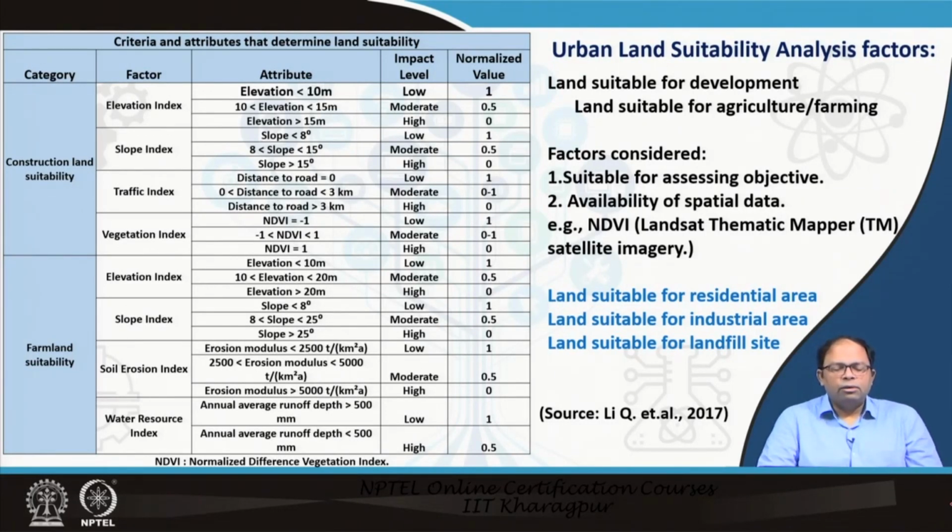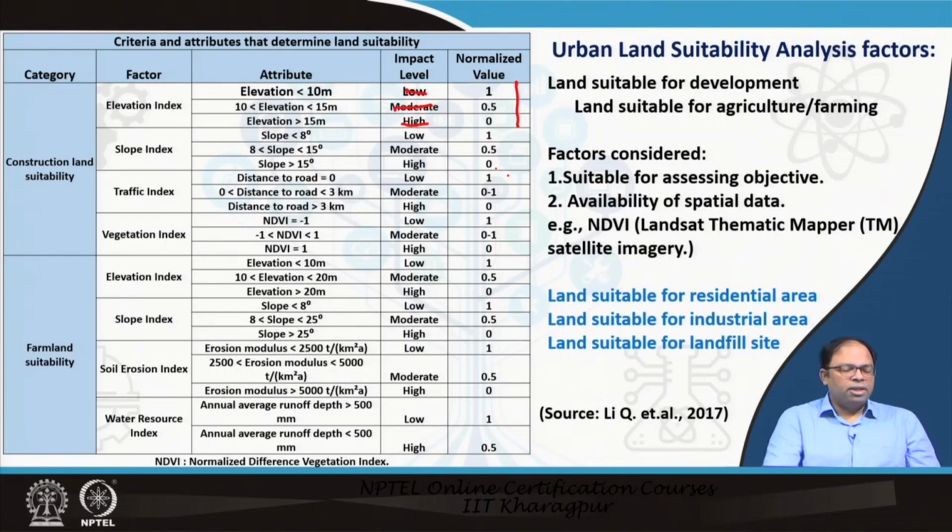The impact values are like low, moderate, high, and so on. And accordingly, the normalized values are given. That is, low is 1, moderate is 0.5, high is 0. And similarly for traffic index, high is 0, moderate is 0 to 1, low is 1. So better values have been given higher scores, and it has been normalized to put them all on the same page. All the values have been evaluated using the same scoring pattern.